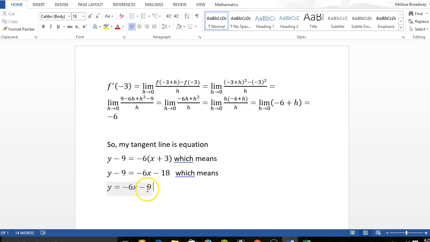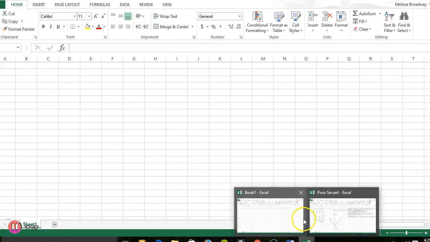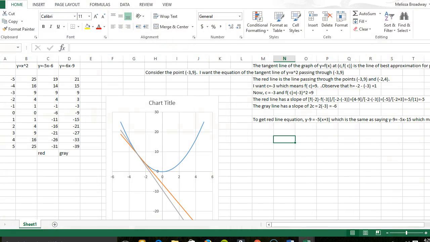slope intercept. A lot of books will like you to get slope intercept. It just depends on the book and the situation at hand. But I like to go all the way and get slope intercept. And observe, guys, you see that y equals negative 6x minus 9? That is this guy right here, where my cursor is. And that is the equation of my gray line, where negative 6 is the slope, which is the derivative of y equals x squared at that point.